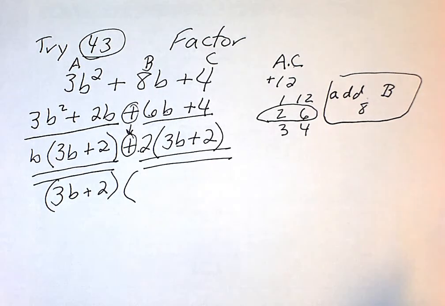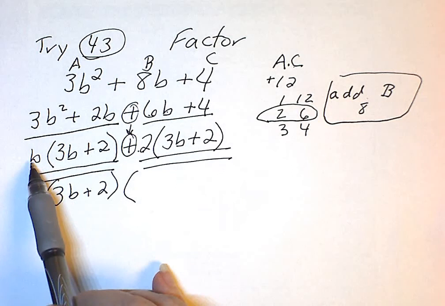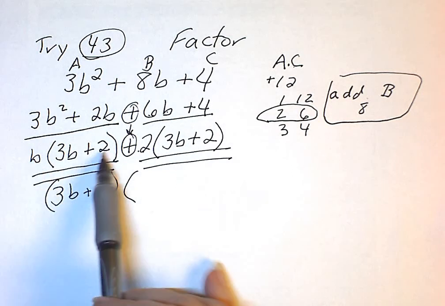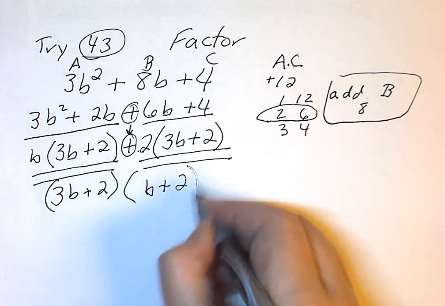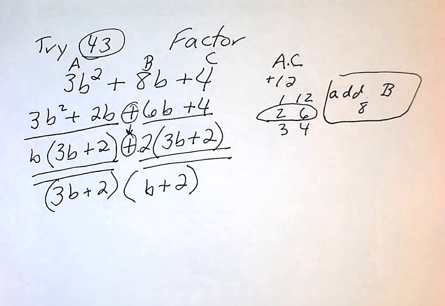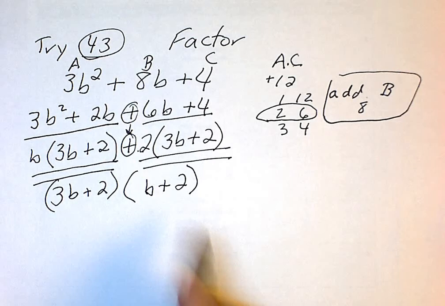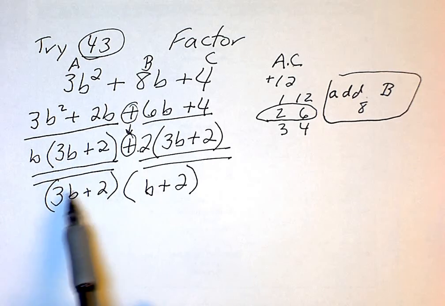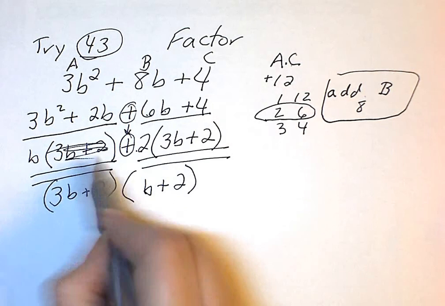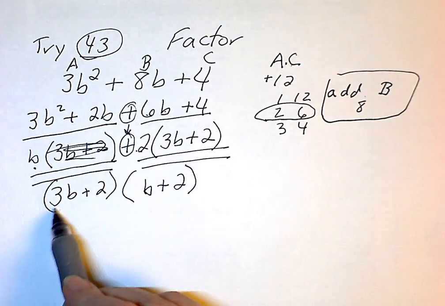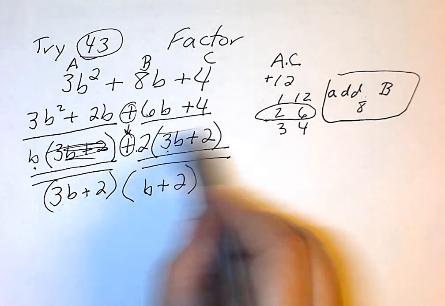So what's left here is you have b, and then you have plus 2. After you take out your 3b plus 2, what's left here? B. After you take out your 3b plus 2, what's left here? B plus 2.